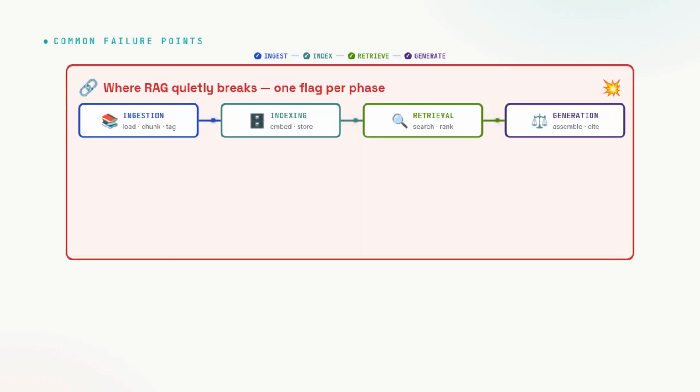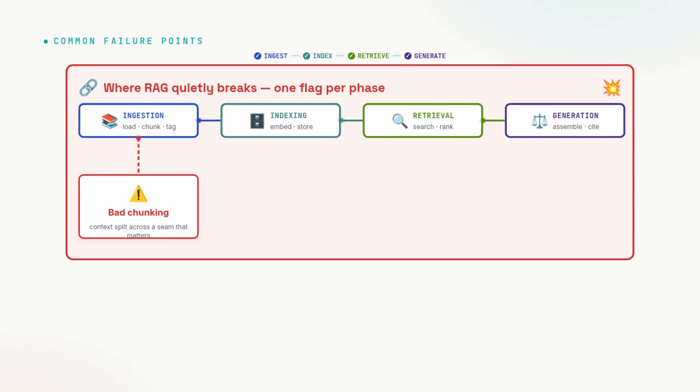Now the 3 footer panels. First, common failure points. Here's the pipeline again, and a red flag pinned to the exact phase where it quietly breaks. 4 failure modes, 1 per stage. Watch where each one lives. First, in ingestion, bad chunking. You split a sentence or a table right across a seam that mattered. Now half the context is in one chunk and half in another, and the model never sees the whole picture.